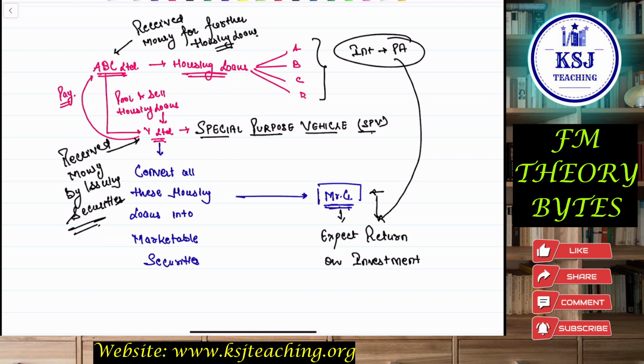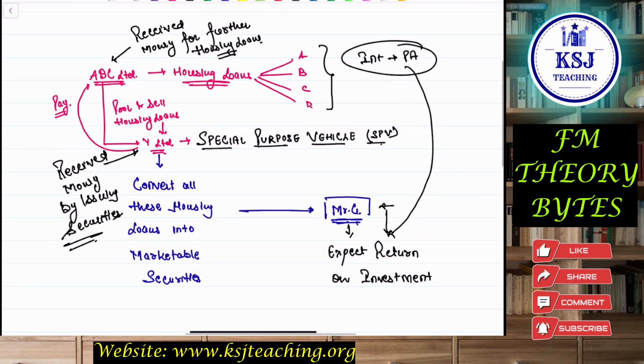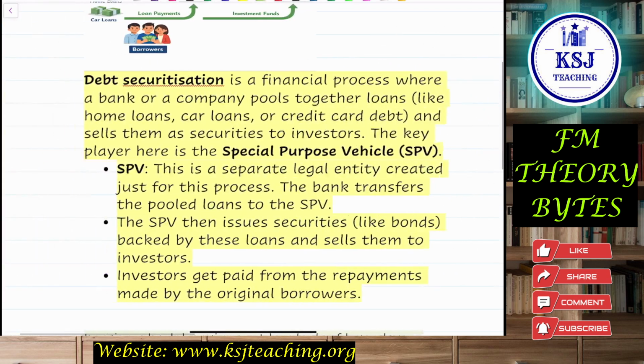Out of that they will give the return to Mr. G. Mr. Y will get the money by issuing the marketable securities. So everyone is benefited, everyone got their money, no one is at loss. This is the process of debt securitization. I hope this is absolutely clear. You can pause the video and note down in your books, and let's read it from here.